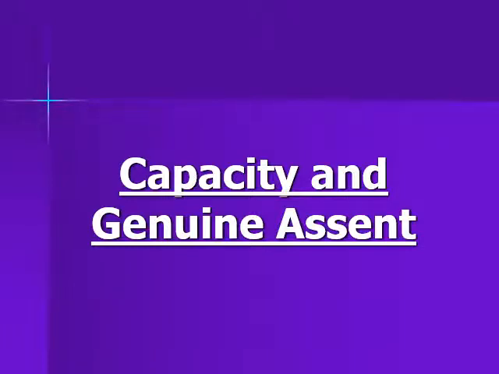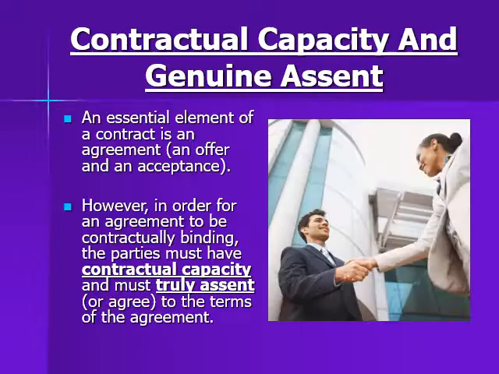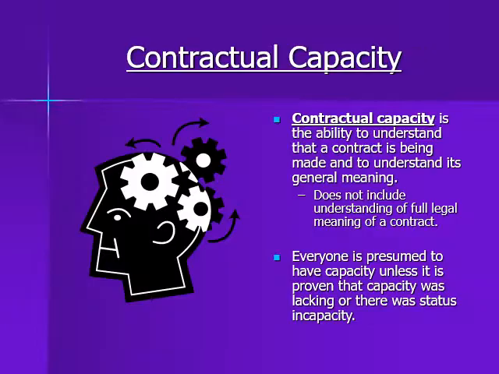We're going to talk about capacity and genuine assent. Contractual capacity and genuine assent are additional elements to a contract. In addition to the offer and the acceptance, parties have to understand they're entering into a contract and there has to be a true agreement. In other words, you have to have contractual capacity and you have to have genuine assent or true agreement to the terms. So these are additional elements.